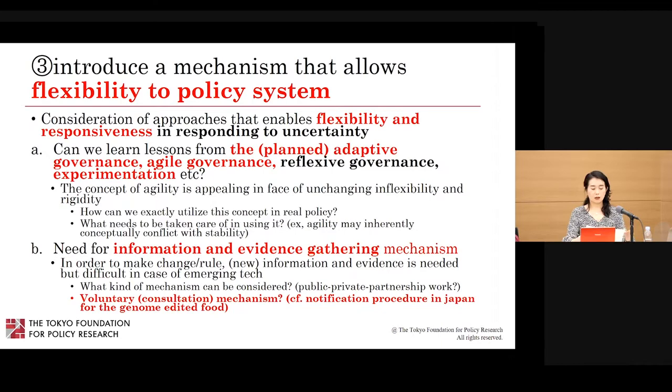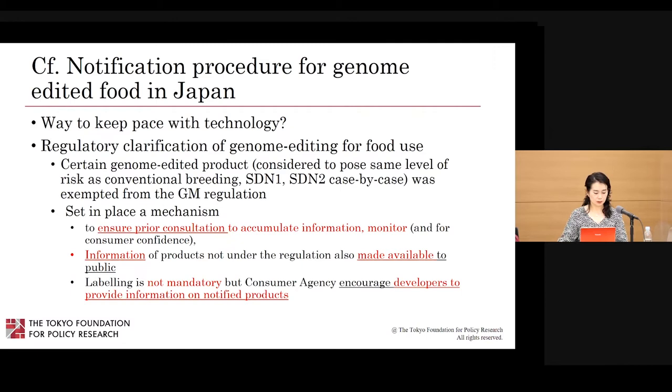And here, I'd like to mention a bit about the example of notification procedure for genome-edited food in Japan, as it could be said as a way to keep pace with technology. Japan clarified regulatory status of genome-edited food for food use in 2019. As a result, certain genome-edited product, which is considered to pose the same level of risk, was exempted from the genetically modified regulation.